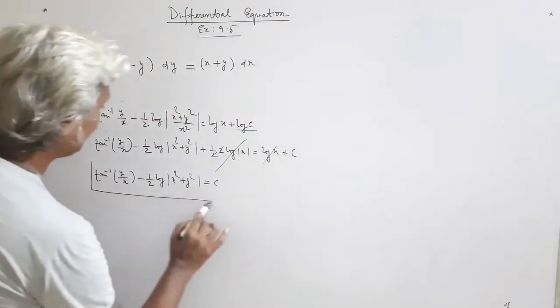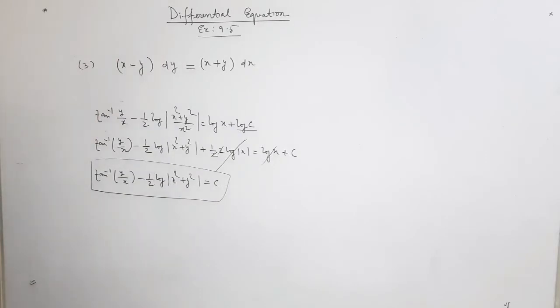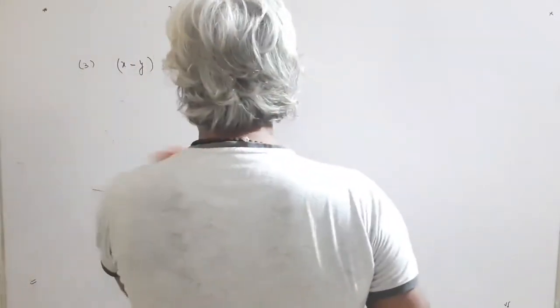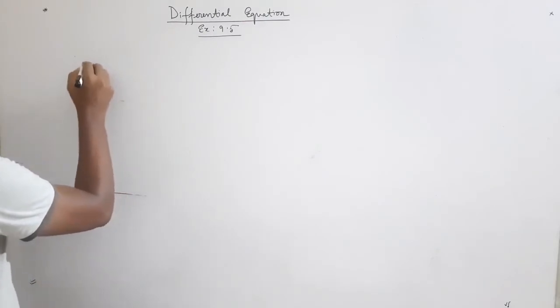This can be simplified a little further, but I don't want to do it. This is my final answer. Now I go for question number 4, but let me get rid of this part of the screen. So here the screen is clear, and it is question number 4.